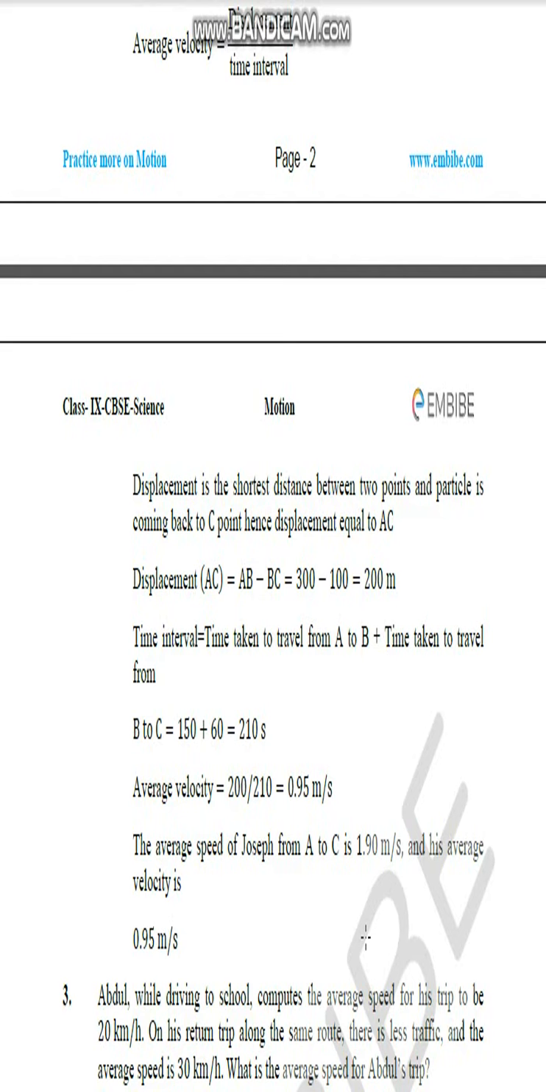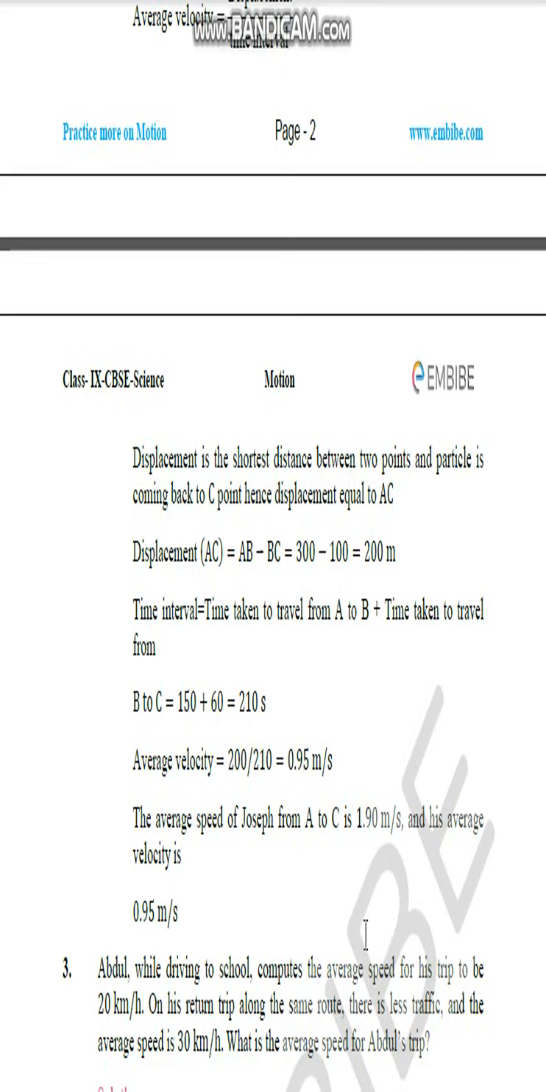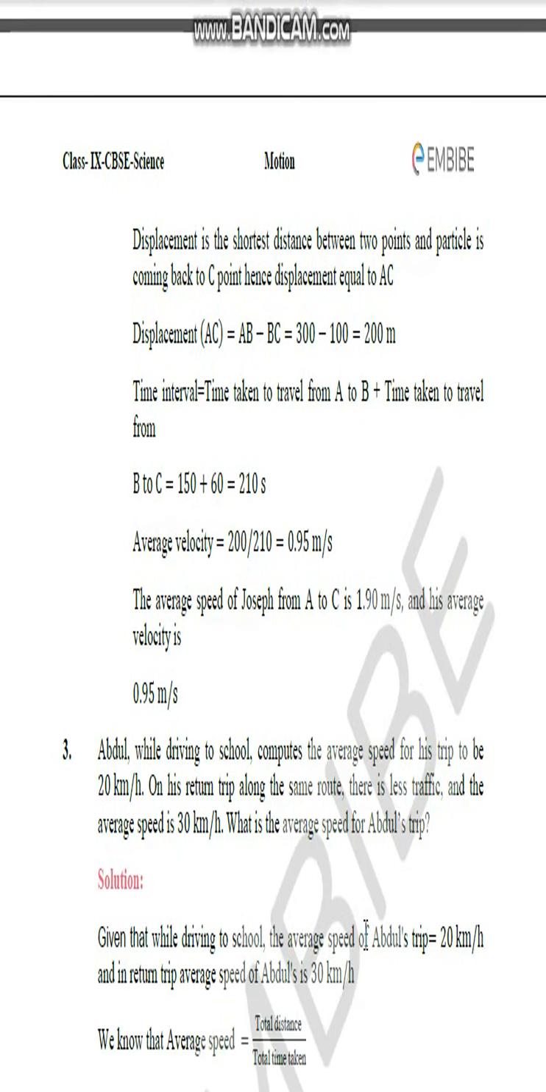If I compare the first one and the second one, the velocity and speed are different because of the path. In distance I have to take the full path A to B then B to C, while in displacement I took the shortest path from A to C. That's why the answer is different. Now we'll come to the next numerical.